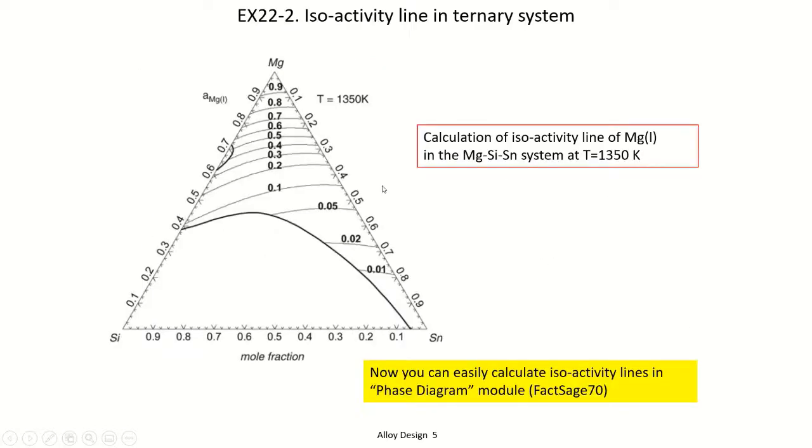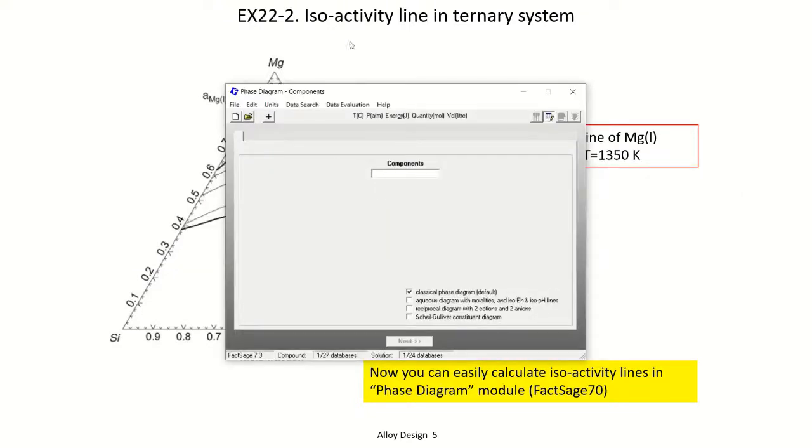Now we are going to see how to plot the isoactivity lines in a ternary system. So from FactSage 7.0 onwards, there is a very easy way to do that with the Phase Diagram module. There is also another way we can plot the isoactivity lines, and that is using the Equilib module. So we'll see how to plot isoactivity lines with both of these modules one by one. So let us start with the Phase Diagram module first.